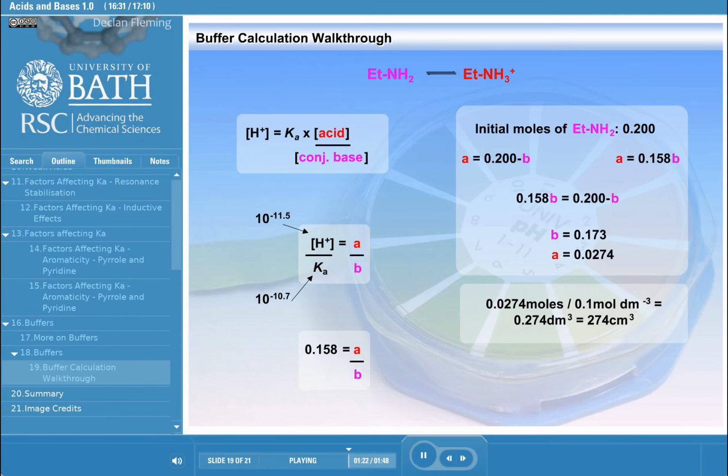So now we have the number of moles of acid we want. Given the fact that we have its concentration, we can work out our volume of acid that we want to add, and that will give us our answer. We want to add 274 cm³ of our 0.1 molar acid to make our buffer solution.